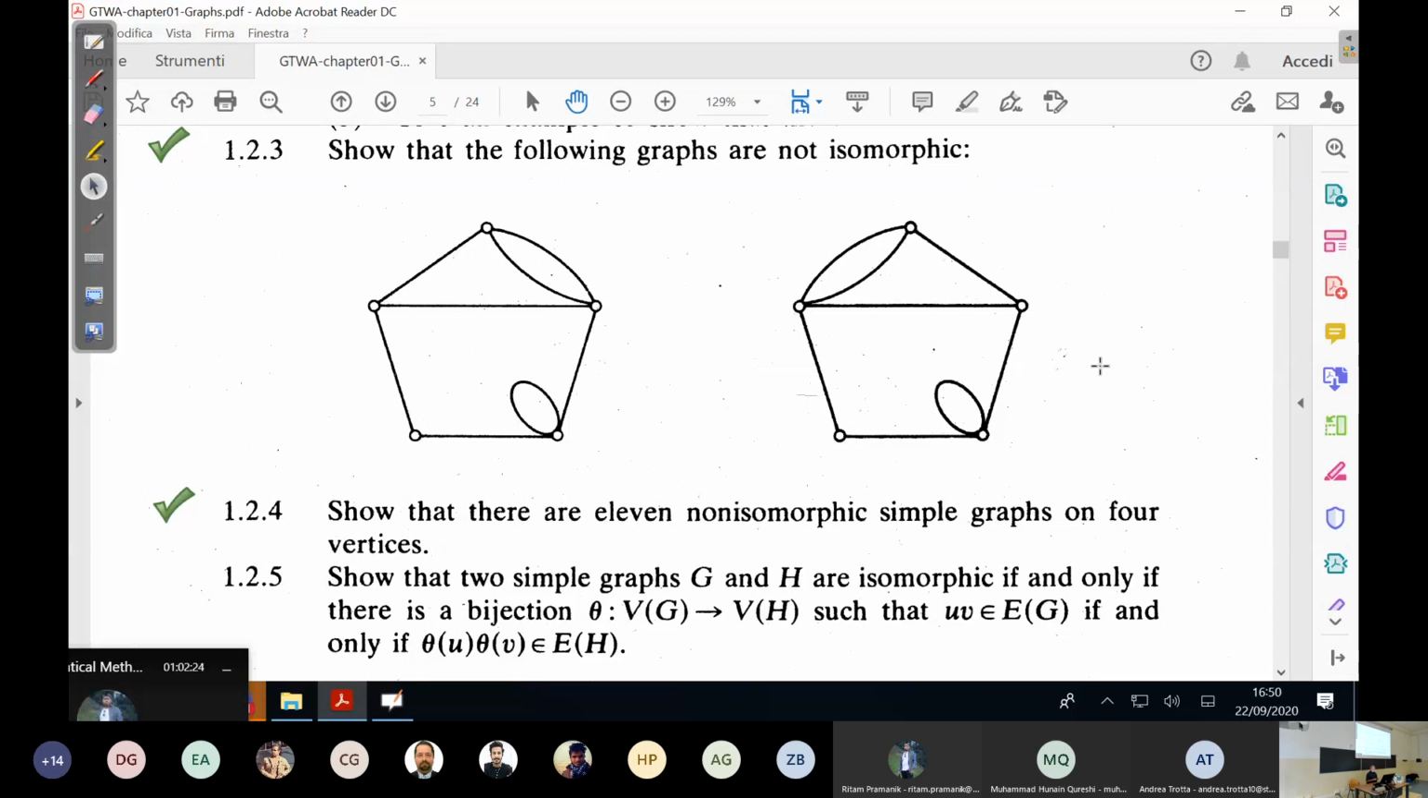Any idea to start? I want to dedicate, okay, it's already 10 to 5, all right, no more than 10 minutes. Any idea for showing that these two are not isomorphic? Let's think of something.